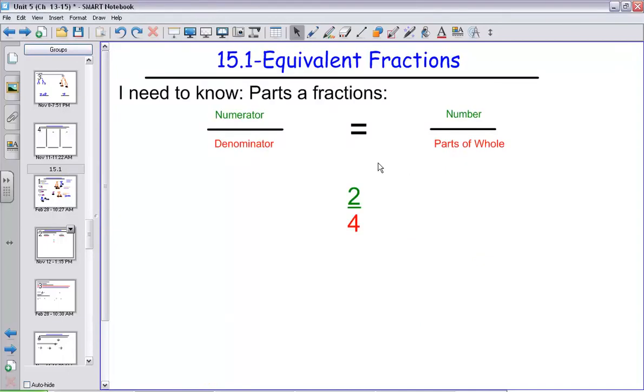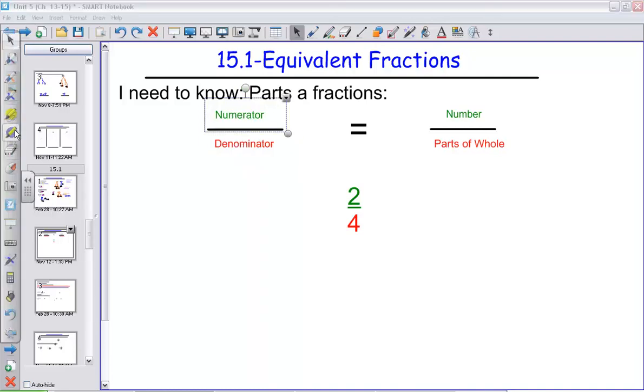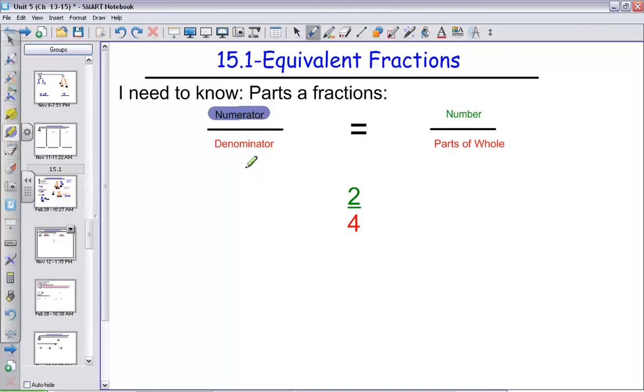Alright, so let's get into equivalent fractions. This should be a review for us, but if it's not, I definitely need to know. These are household names now. I need to know my numerator and denominator. Numerator is the top number of my fraction, and the denominator is the bottom number. These are important terms that you're going to have to know forever now, right?